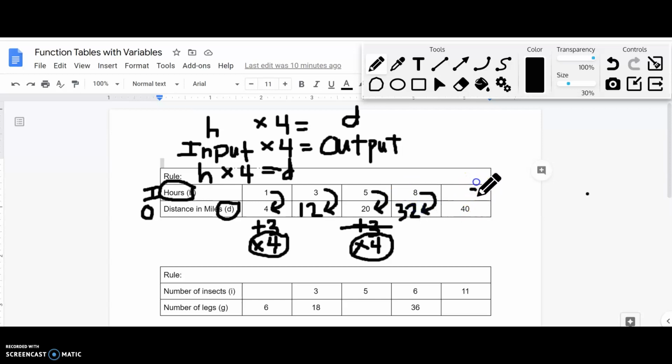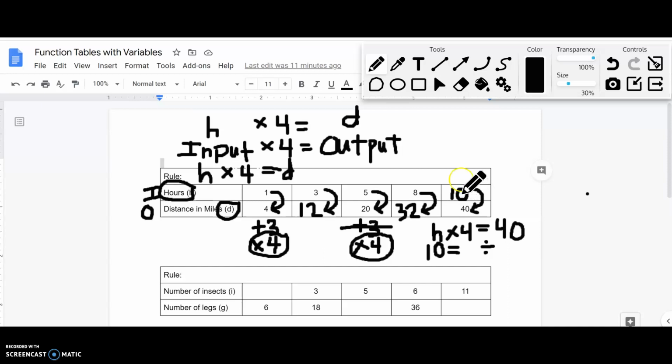But this time I have something invisible. h times 4 equals 40. So I don't know my h this time, but I know I'm going to multiply by 4, and I'm going to equal 40. What number times 4 is going to give me 40? Well, I know since I'm working backwards, I can do the opposite. So then I can do 40 divided by 4 equals, and I know that's 10. So my h has to equal 10. My input has to equal 10.